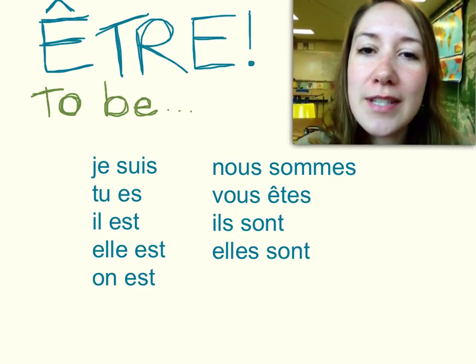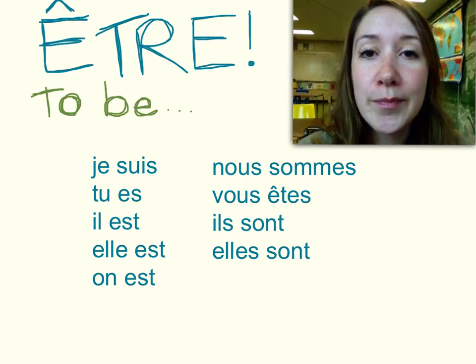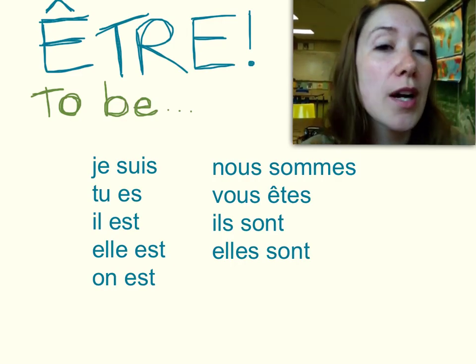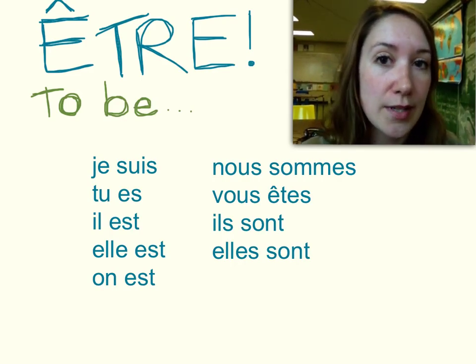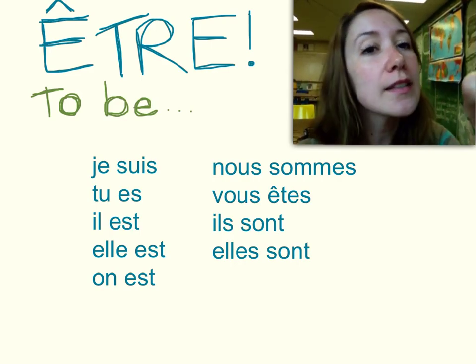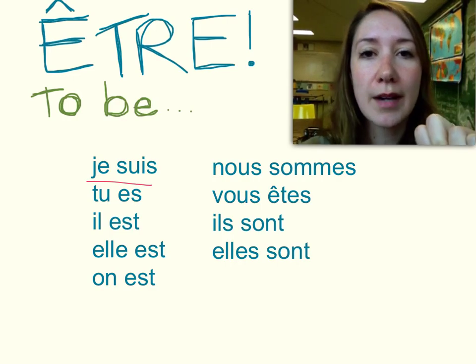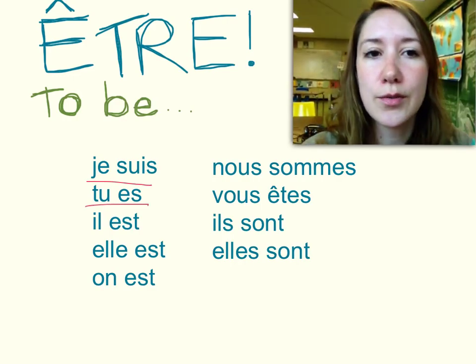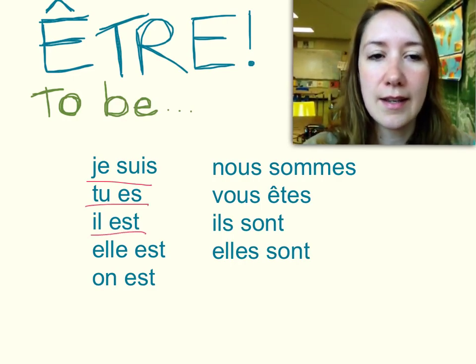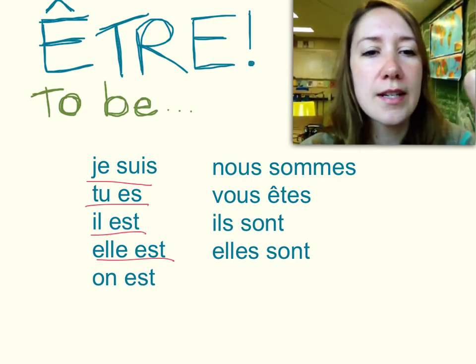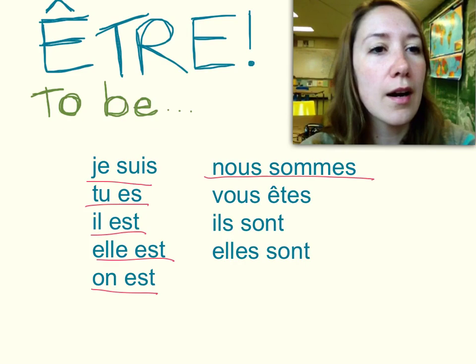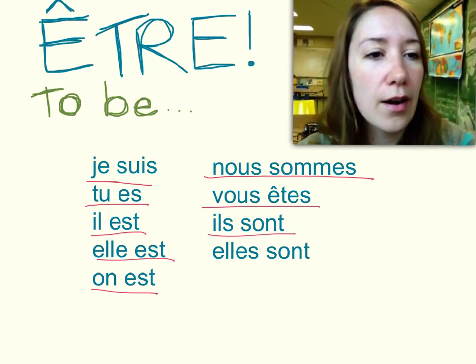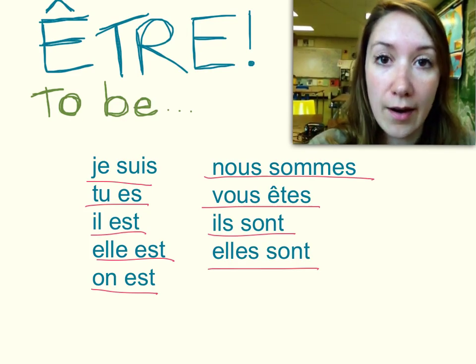Okay, so if we're going to use être as our auxiliary verb, then we're going to have to remember how to conjugate it. We'll conjugate it in the present tense to use it as part of this past tense, the passé composé with être. So être, to be. Je suis, I am. Tu es, you are. Il est, he is. Elle est, she is. On est, one is. Nous sommes, we are. Vous êtes, you are. Ils sont, they are, and elles sont. They are feminine.